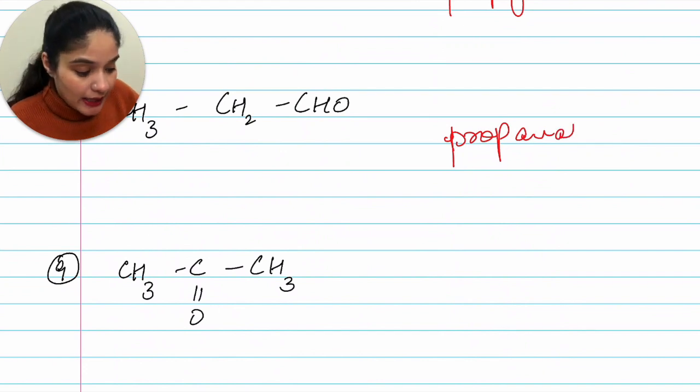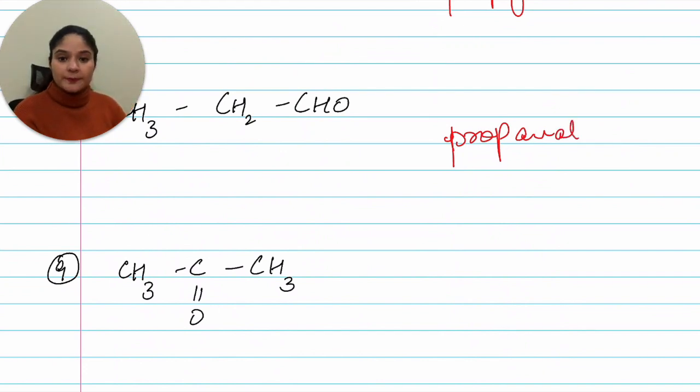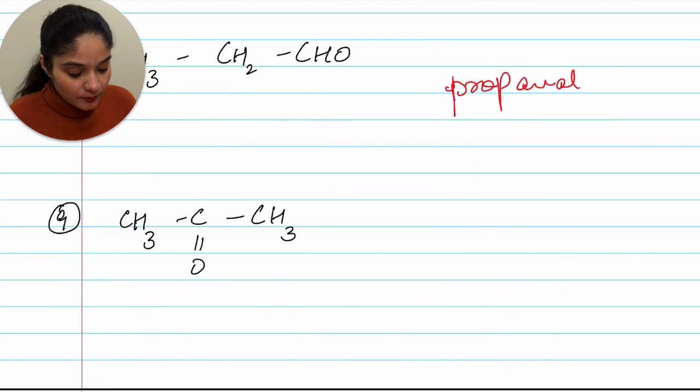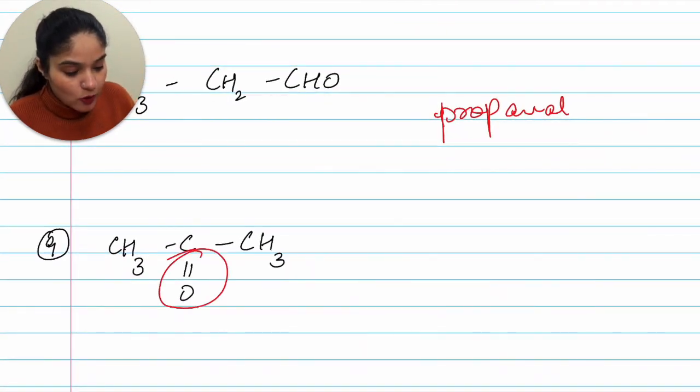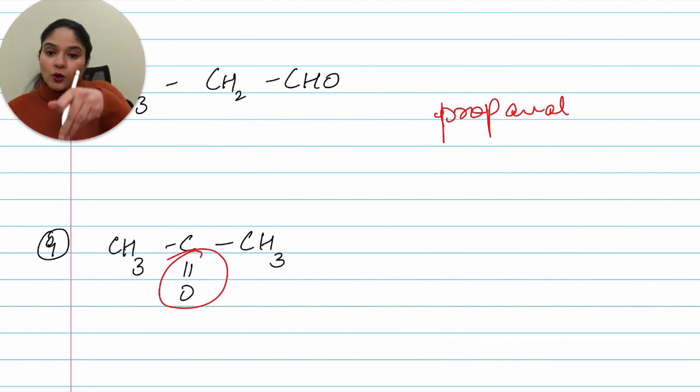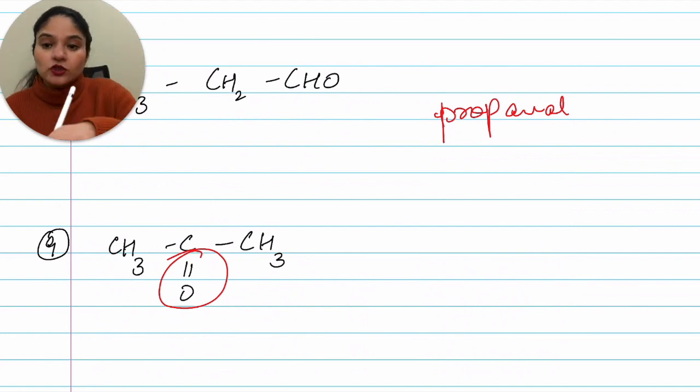Propanol. Alright. Now, moving on. You have a double bond O again. So this is a double bond O. Now in this case, the double bond O is in the center, so you'll have to give a number for the position of this functional group.